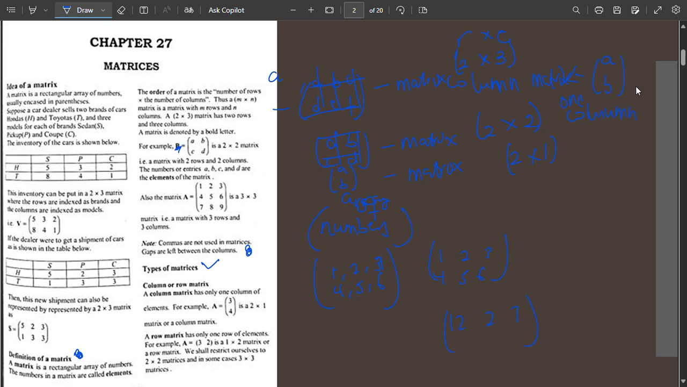Sorry for my wrong spelling of column. Yeah, perfect. So this is a 2 by 1 matrix, and because 1 represents the number of columns, it's a column matrix. What of a row matrix?